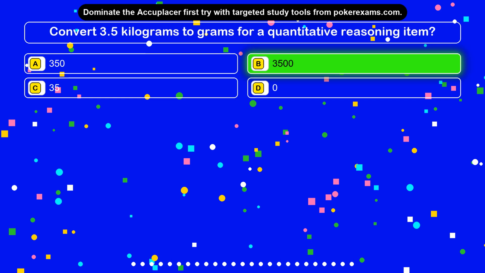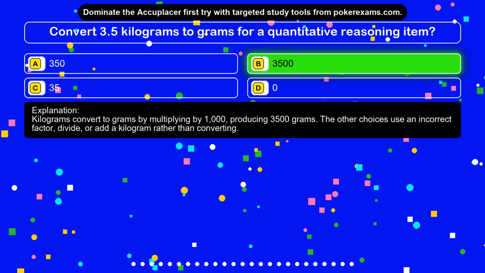The correct answer is option B, 3,500. Kilograms convert to grams by multiplying by 1,000, producing 3,500 grams. The other choices use an incorrect factor, divide, or add a kilogram rather than converting.